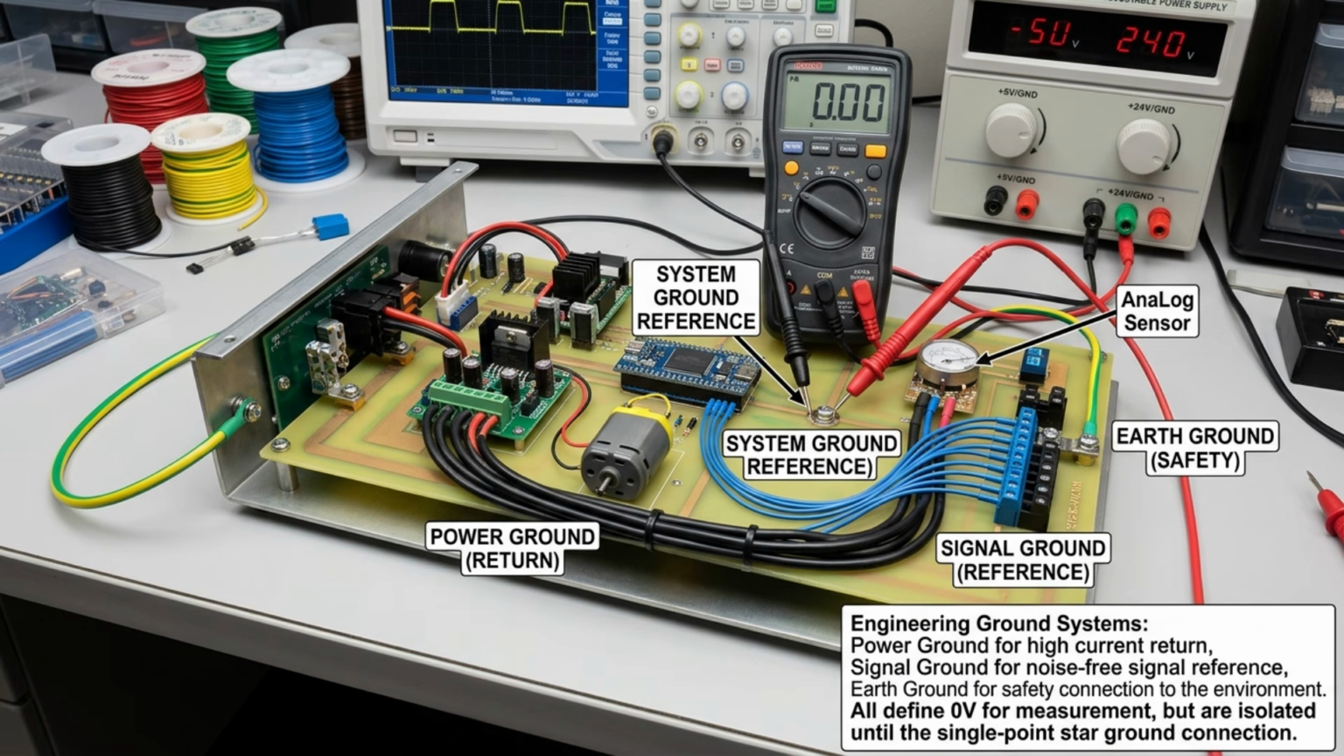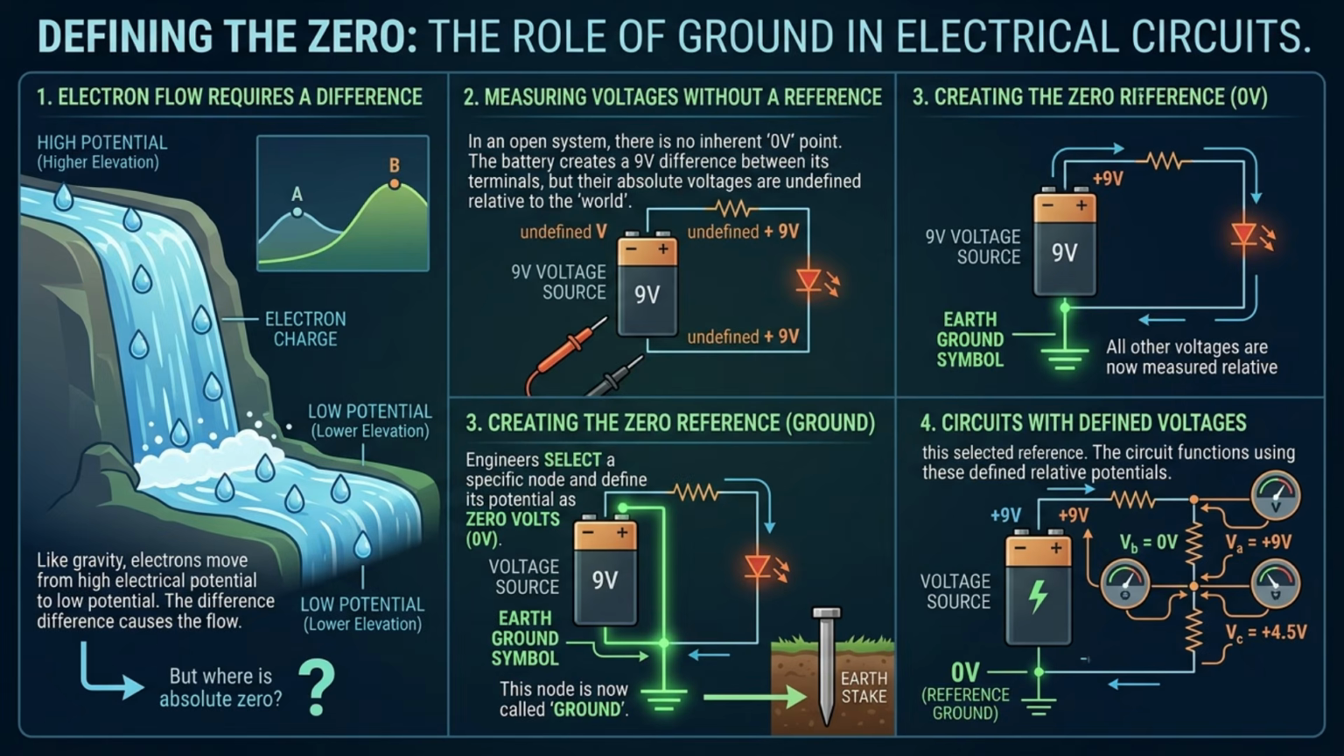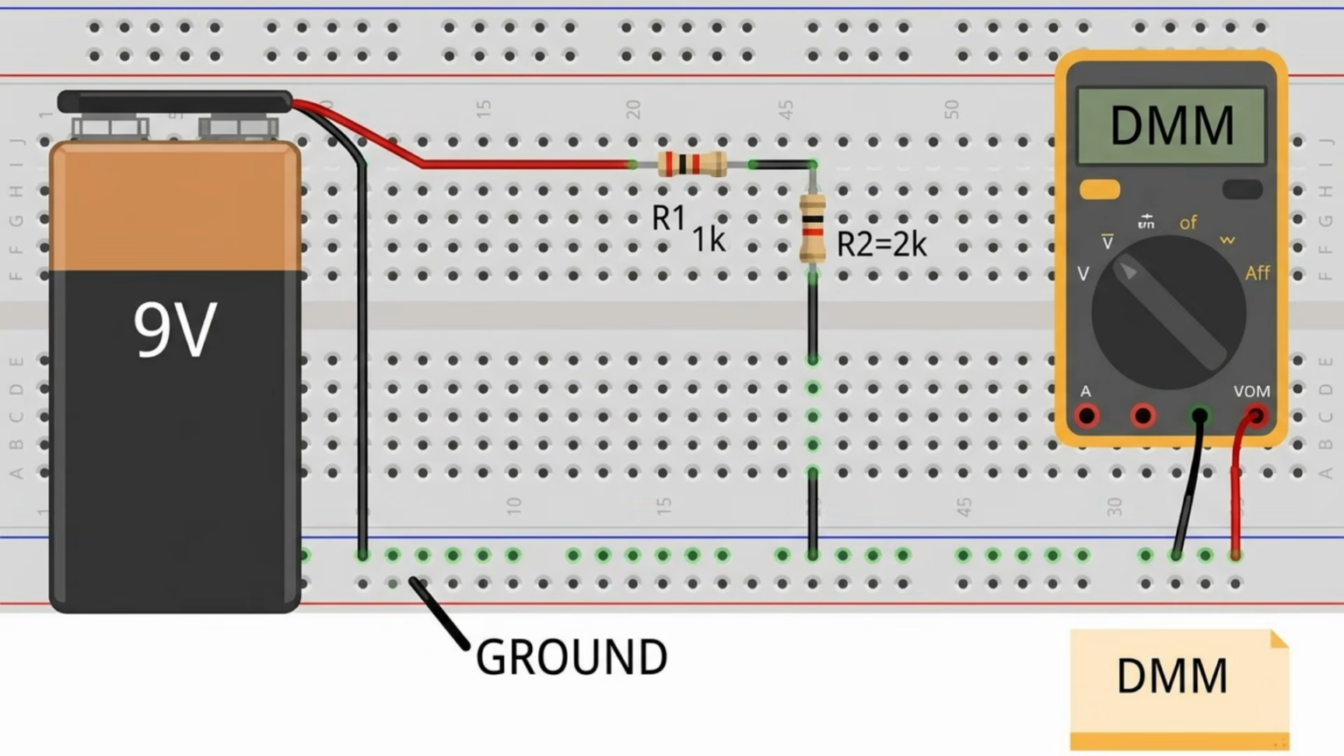There are several forms of ground used in engineering systems. Signal ground is used as a reference for electronic signals, power ground is used for power distribution circuits, and earth ground is often used for safety. Although their purposes differ, they all serve as reference points for voltage measurements. When a circuit operates, electrons move because of differences in electrical potential. However, the circuit itself does not contain a naturally defined zero voltage point. Engineers create this reference by selecting a specific node and calling it ground. Once a ground node is established, every other voltage in the circuit can be measured relative to that point.